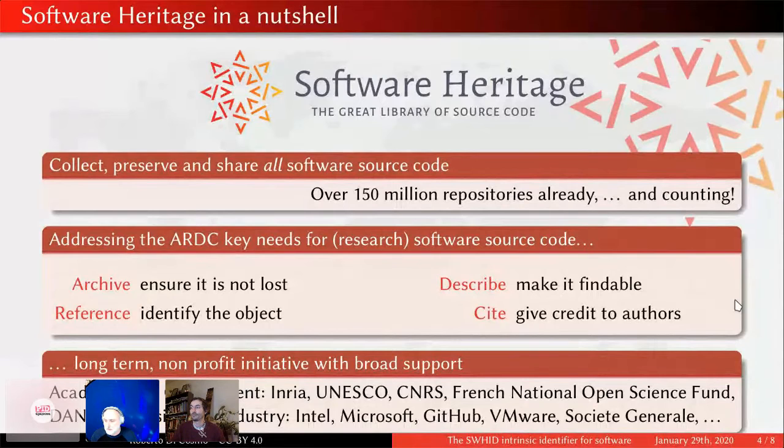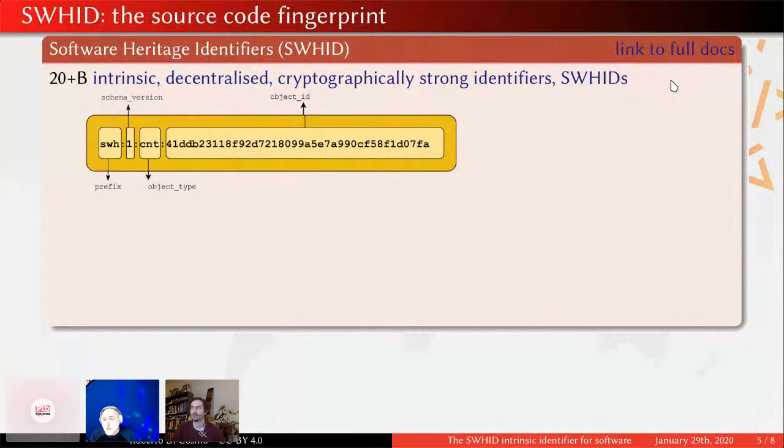So there is broad support coming from academia and government. You have some entities listed here, you should know some of them. It is also supported by industry, because again, we do not archive just research software, we archive everything under the sun. And so what are these Software Heritage identifiers, which are a particular case of intrinsic identifiers for software?